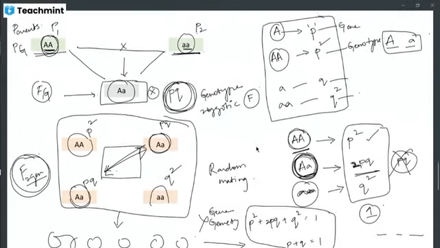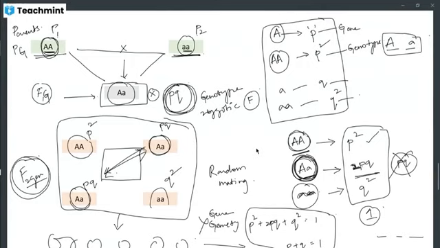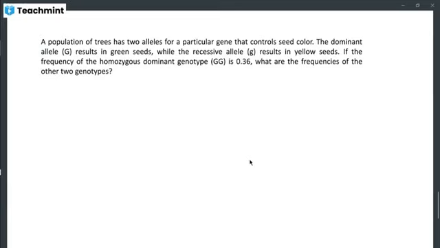So this is the thing, and we'll just go through a simple calculation. With the discussed matter, I hope you will be able to calculate the frequencies of the other two genotypes. Just go through this problem and let me know what would be the results.